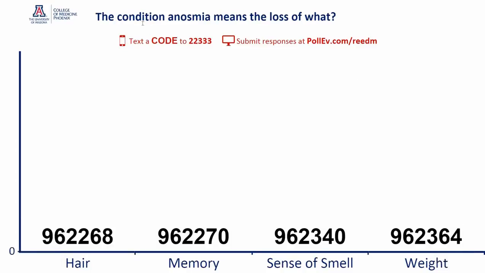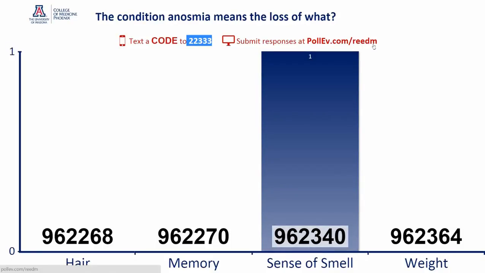The question is, the condition anosmia means the loss of what sense? So you can text one of these codes, one of these 6-digit codes, to the number 22333, or if you can't figure that out, go to the website polev.com/readm, and you should see a list of choices that you can click on.